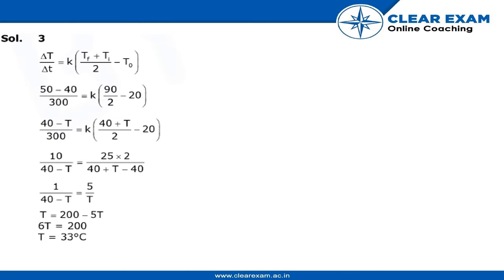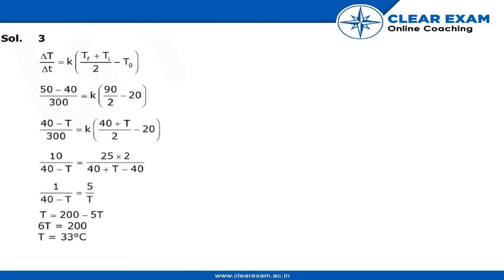So this is basically a problem of thermodynamics. To find the temperature, as we know that in Newton's law of cooling, change in temperature upon change in time is equal to K into (Tf plus Ti) by 2 minus T naught. So we would simply put the values which we have been given, that is (50 minus 40) upon 300 is equal to K into (90 by 2 minus 20).